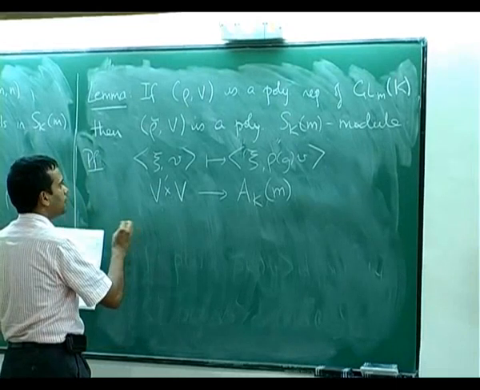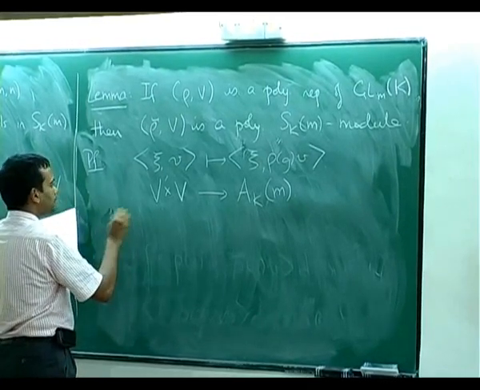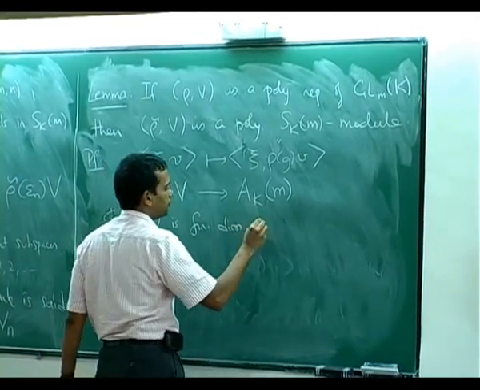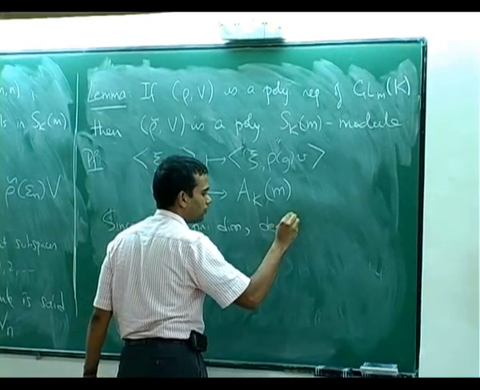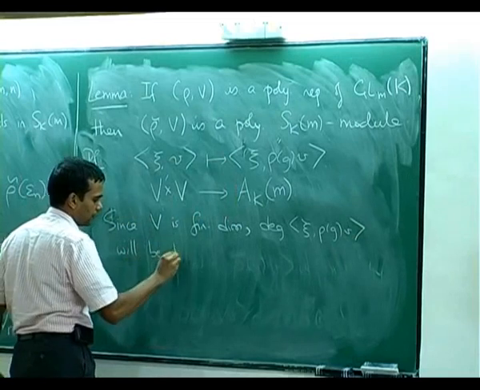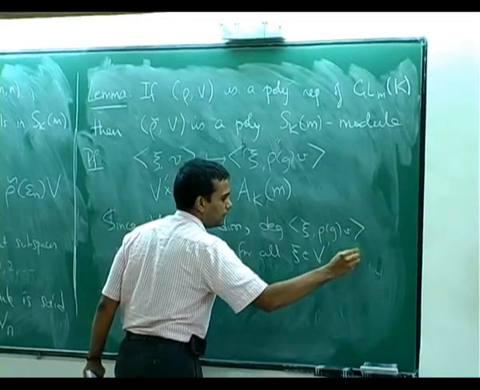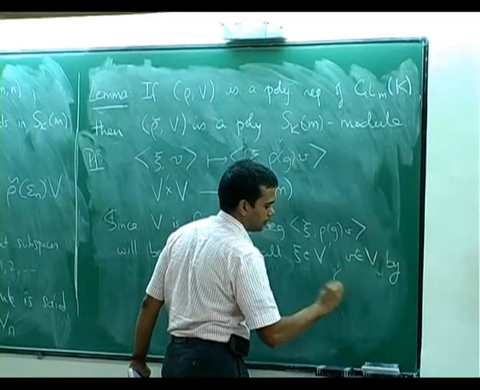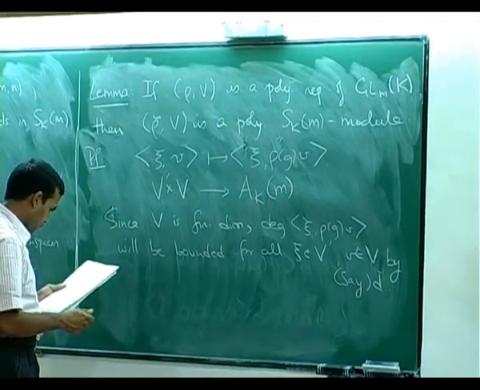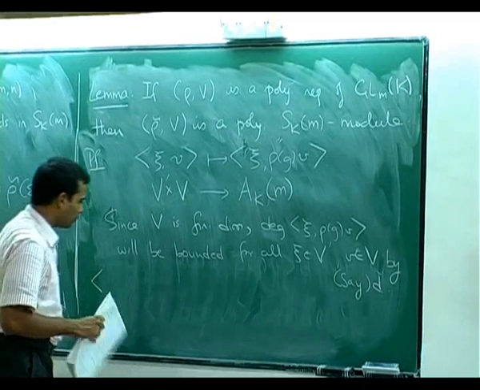So let's say, since V is finite dimensional, the degree of Z rho g v will be bounded for all Z in V prime and v in V, say by d. So then you break this up into its homogeneous parts. Now let's just, maybe I'll use a new board for this.